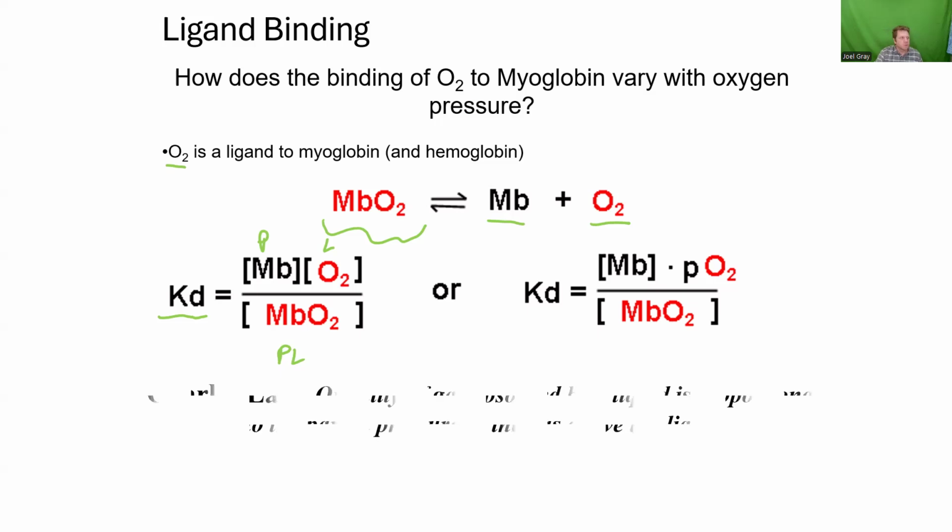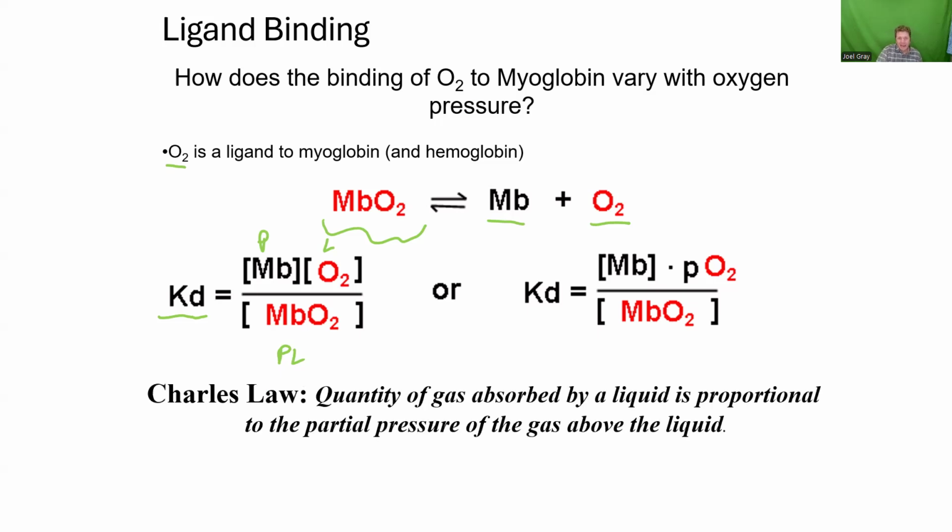And what we use is a gas law known as Charles's law. Charles's law, among other things, says that the quantity of gas absorbed by a liquid is proportional to the partial pressure of the gas above that liquid. Now, for this, what I need you guys to know is that PO2 is basically a way of looking at the concentration of a gas.